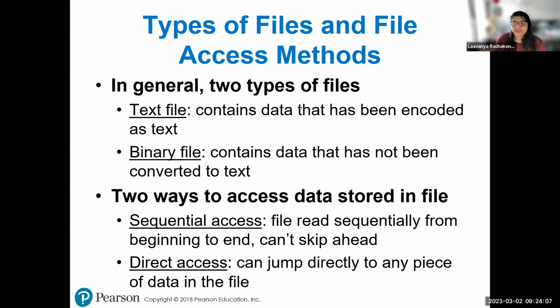And we also have two types of data access. We have sequential access and we have direct access. Sequential access is basically reading from point A to point Z. So you cannot skip to point F or point H in between. If you want to move to point H, you will have to start from point A.